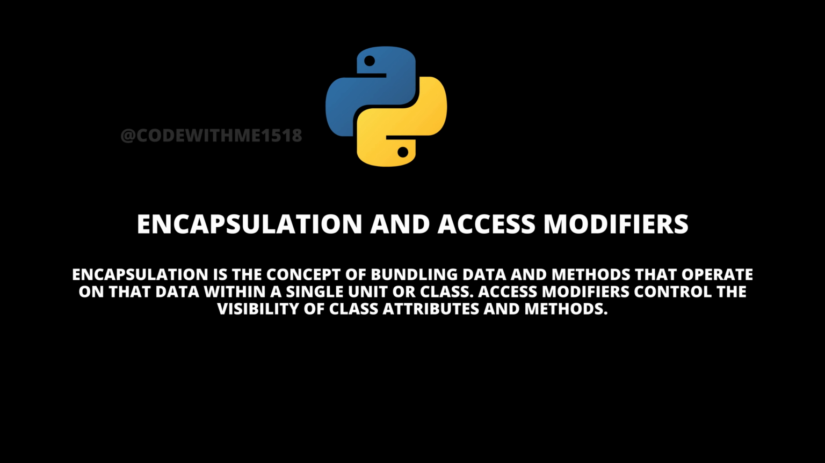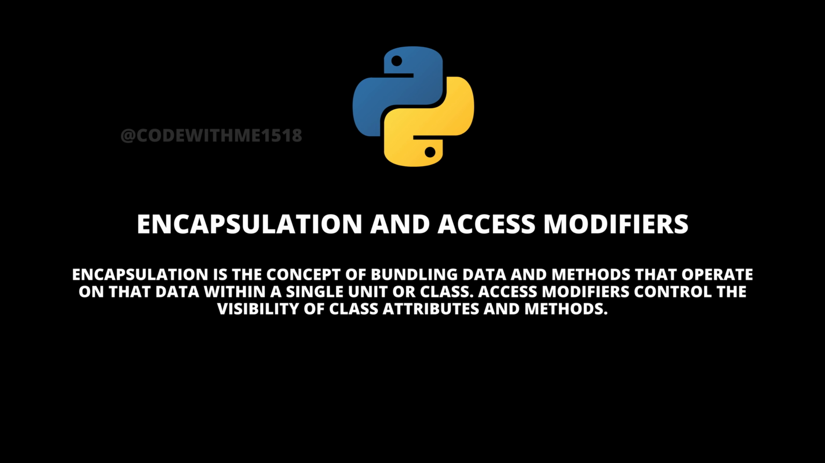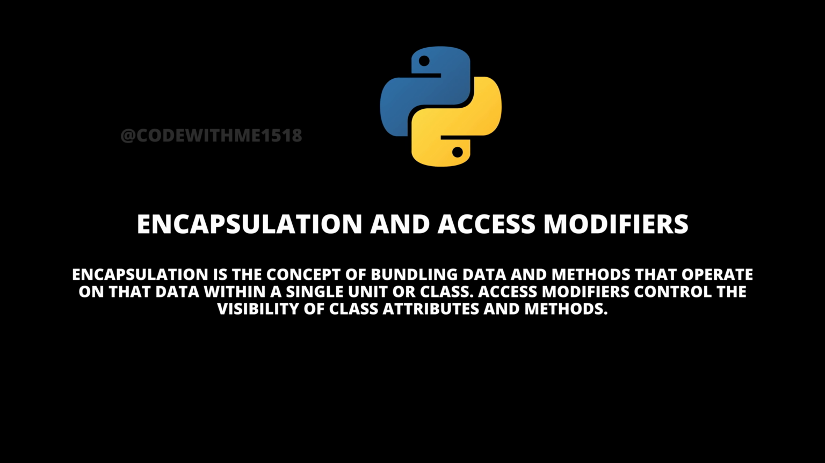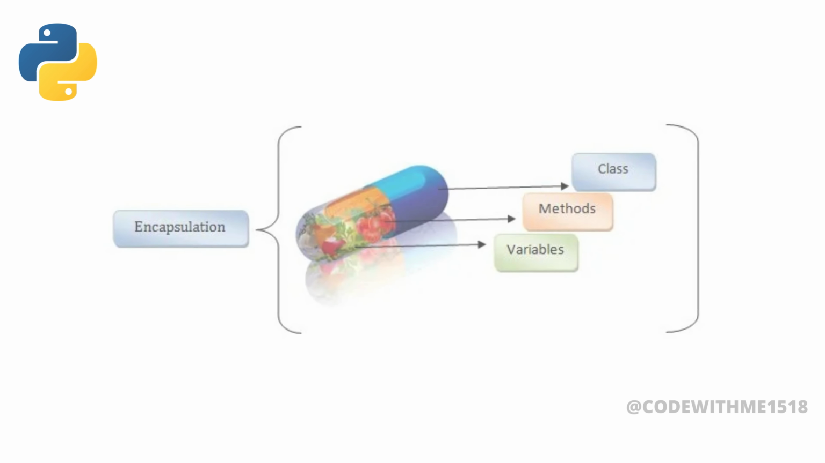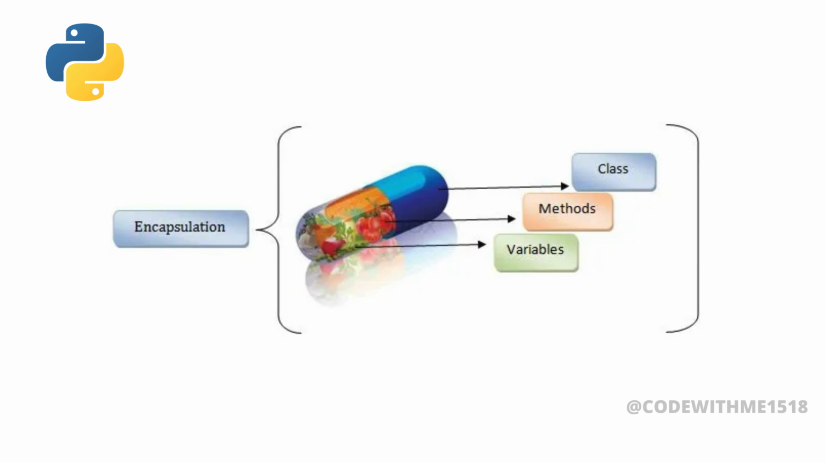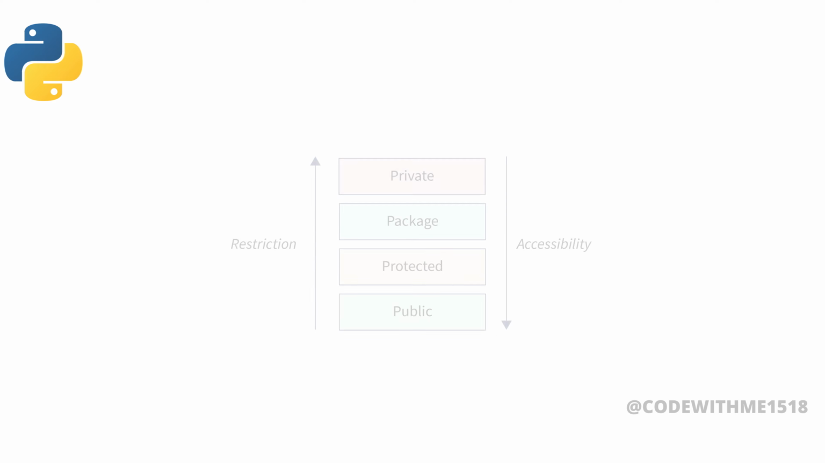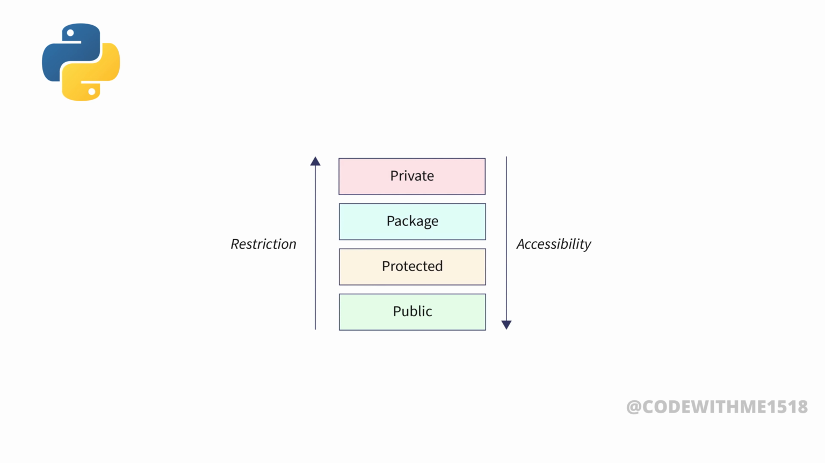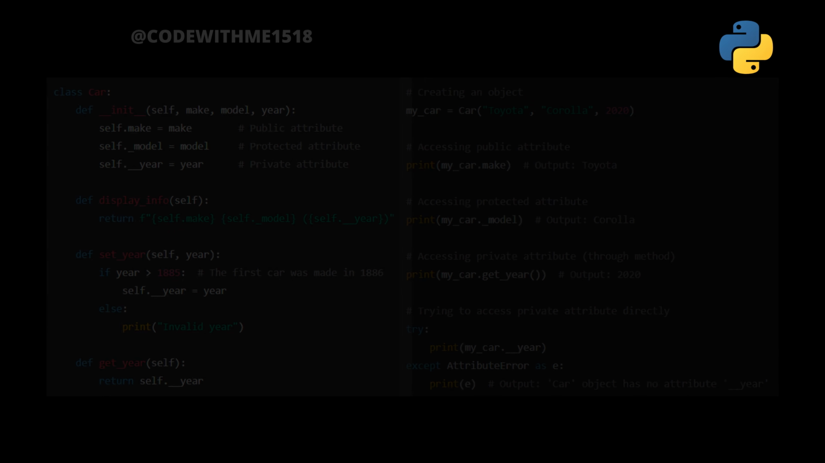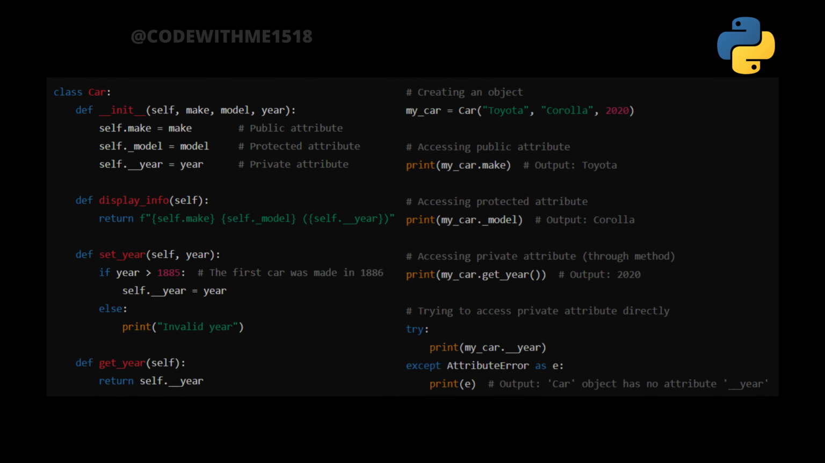Next up, we have encapsulation and access modifiers. Encapsulation is the concept of bundling data and methods that operate on that data within a single unit or class. Access modifiers control the visibility of class attributes and methods. Here's how you can use encapsulation and access modifiers. In this example, make is a public attribute, model is a protected attribute, and year is a private attribute. The setYear and getYear methods demonstrate how to access and modify the private attribute.